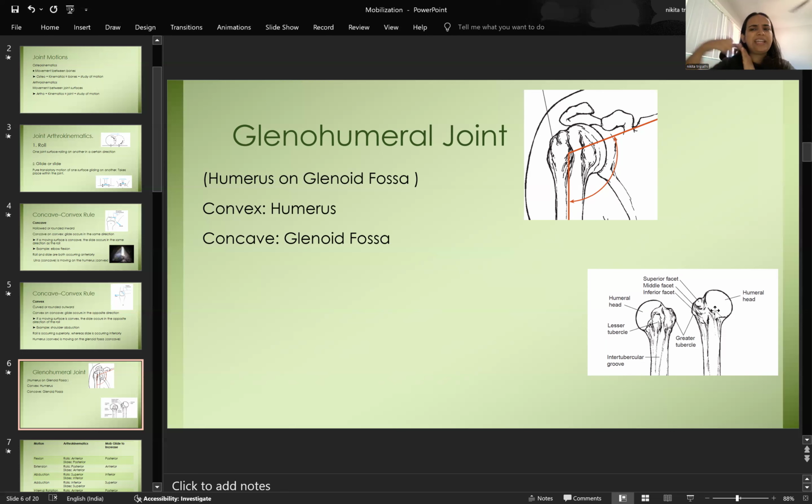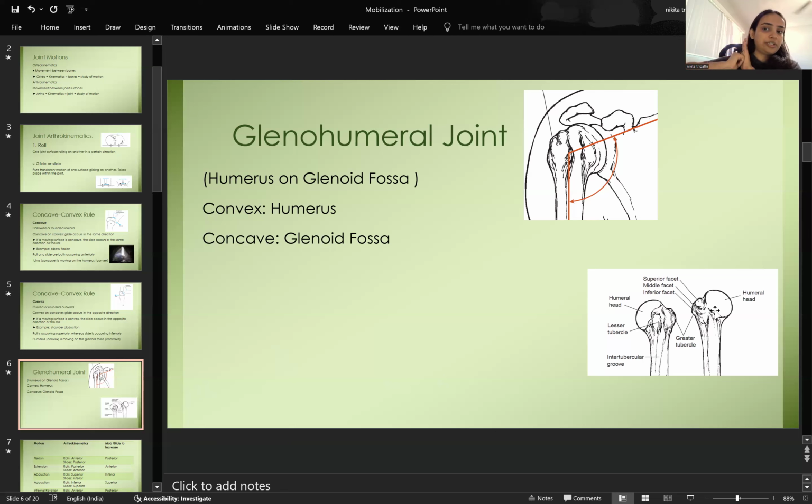When I do any movement, flexion, extension, internal rotation, external rotation, at what level does that happen? At the shoulder. Who is moving? I'm doing abduction, adduction, rotation. Who is moving? The humeral head. The humeral head is moving on where? On the glenoid. So convex, like this. This is my shoulder joint.